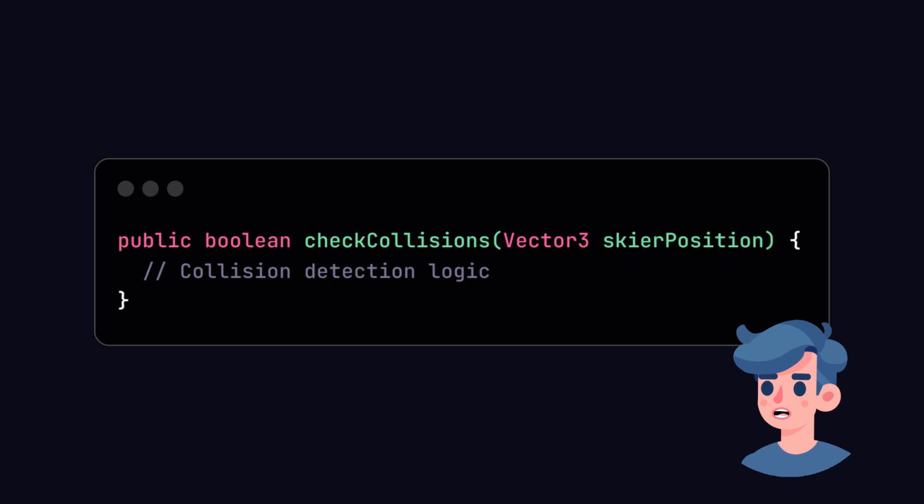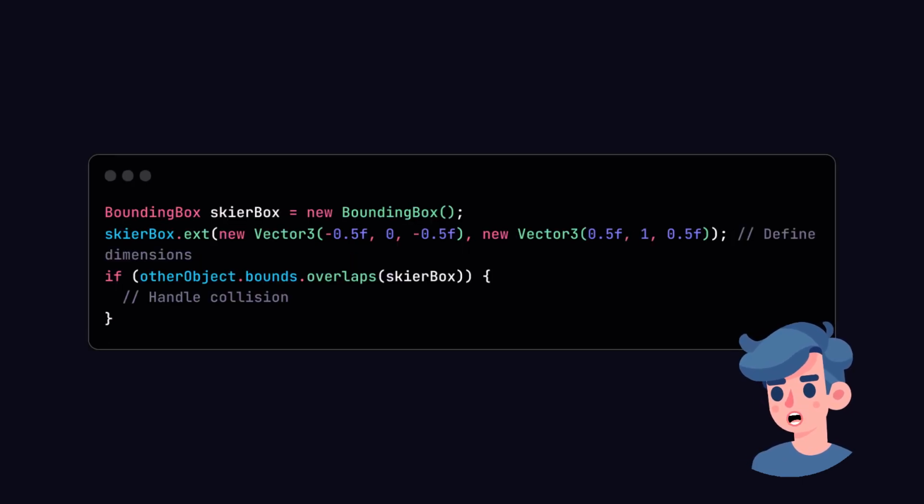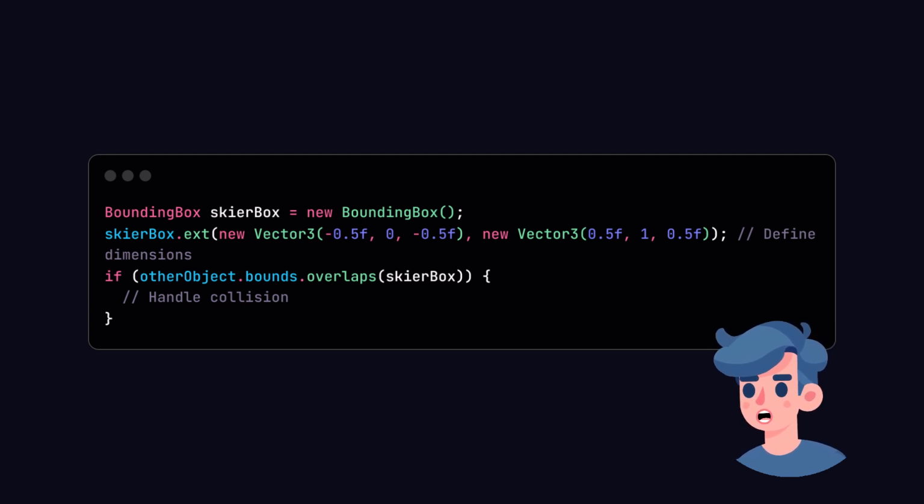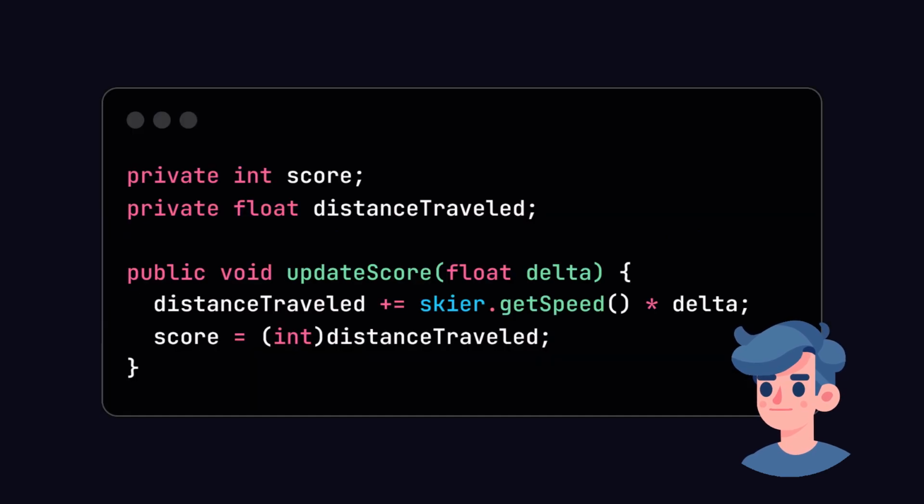We will create a function to check if the skier hits any objects in the world. To implement collision detection, we can use bounding boxes or spheres. For example, we can create a bounding box for our skier and check for overlaps with other objects. Now we can detect collisions with the terrain or any obstacles we add later.